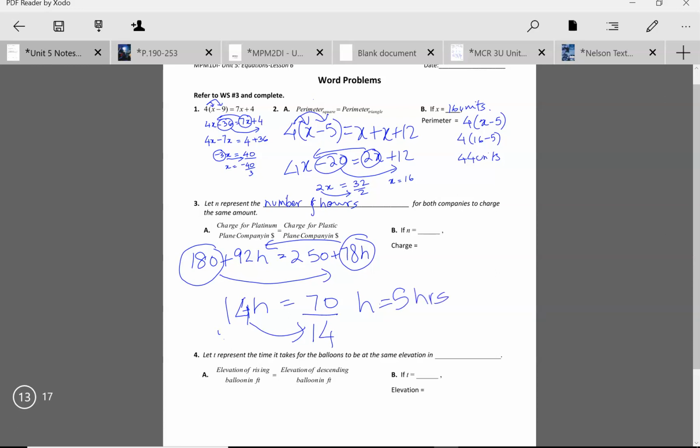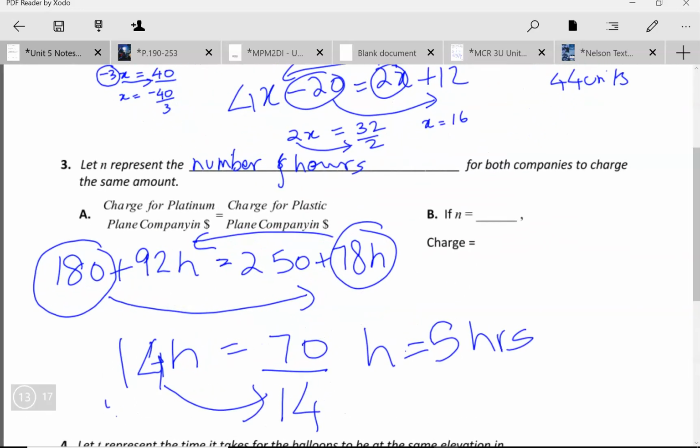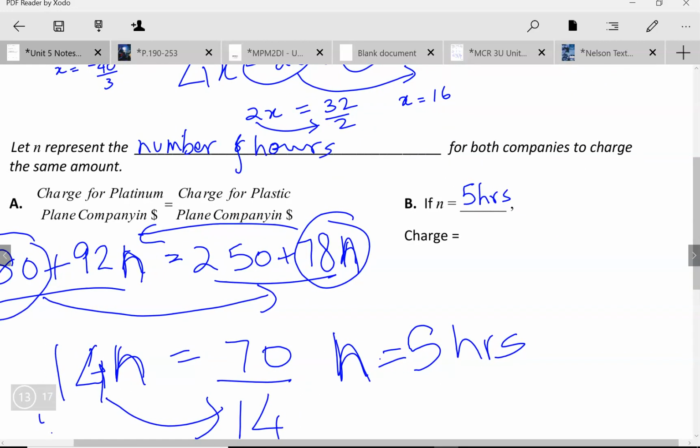5 hours. Oh, is it n? Whoops. I don't know why I thought it was h. The variable's n. It doesn't really matter what the variable is. So if n equals 5 hours, you have to find the charge, and the charge you can put n into either one. Again, the left-hand side should be equal to the right-hand side if you've done this correctly.